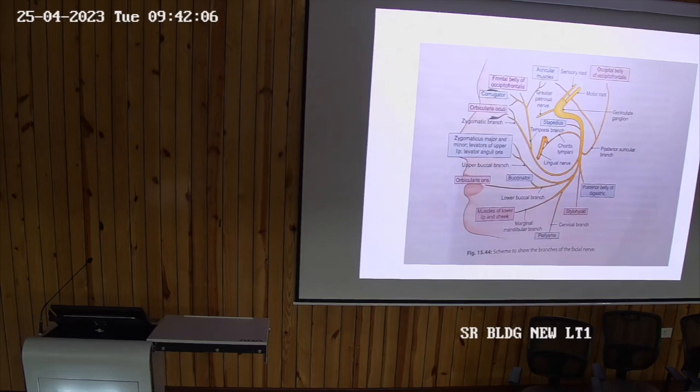Second, the chorda tympani nerve. Again, this is very important. Now I will talk about this in detail. The chorda tympani nerve arises from the facial nerve about 6 millimeters above the stylomastoid foramen. You can see here, that is this one.